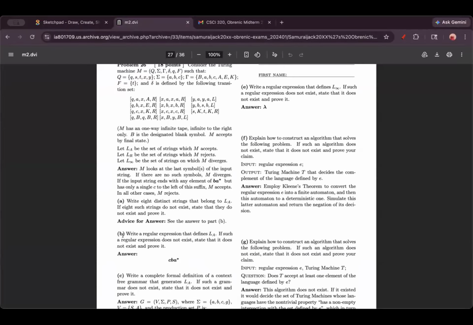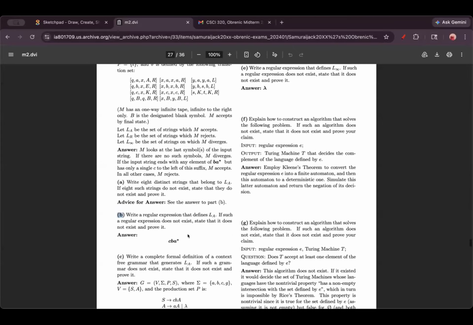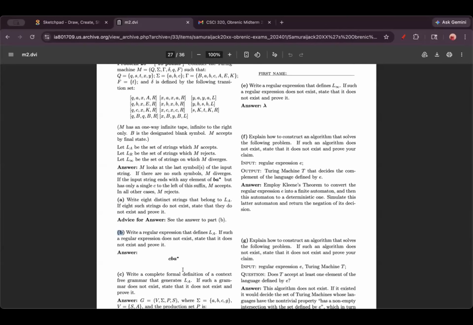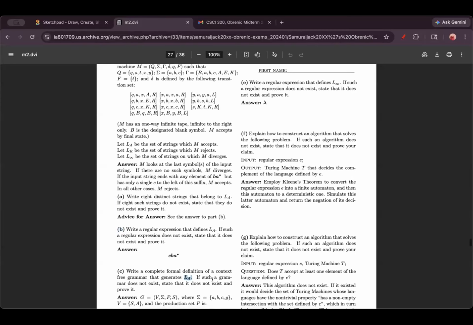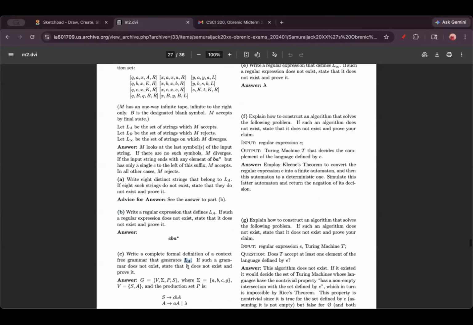Part B is also the same: a regular expression that defines LA. If such a regular expression doesn't exist, prove that it doesn't exist. And then C is: complete a formal definition of a context-free grammar that generates LA. If such a grammar doesn't exist, state that it doesn't exist and prove it.